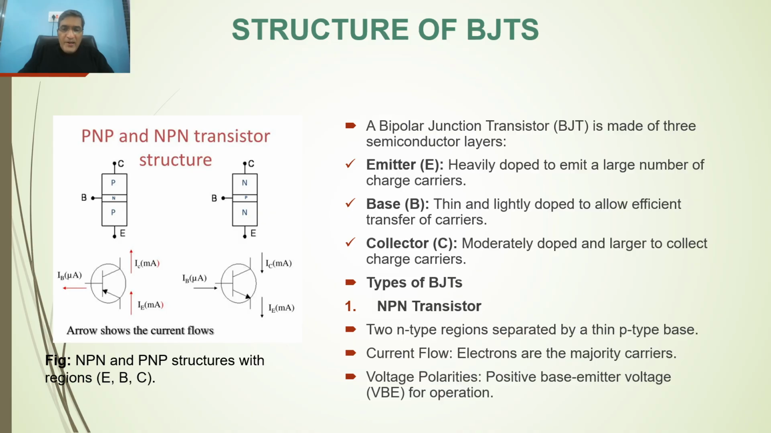Next, the types of BJTs. As you know, the NPN transistor has two N-type regions separated by a thin P-type semiconductor, like a sandwich between two N-type semiconductors. In simpler language, in an NPN transistor, electrons are the majority charge carrier. So the main flow of current is only because of electrons. And for voltage polarities, positive base-emitter voltage, we will discuss in an explained manner in the next PPTs.